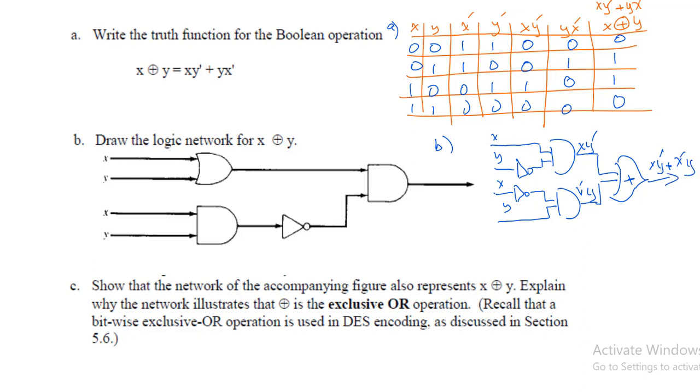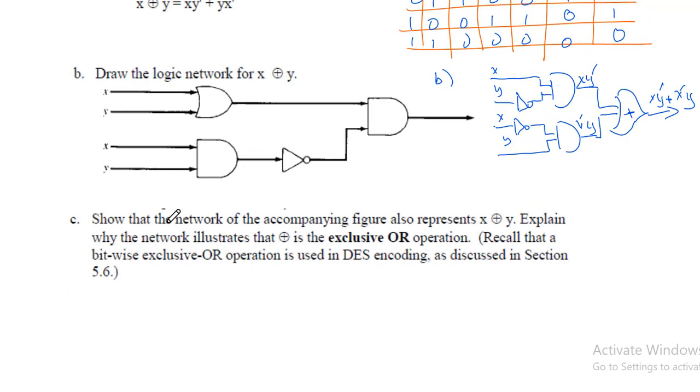And now this logic network is given, but the question is to show that this network represents x exclusive OR y. So as you see, they are different. They look different, but do they represent the exact definition of the exclusive OR based on the inputs x and y?